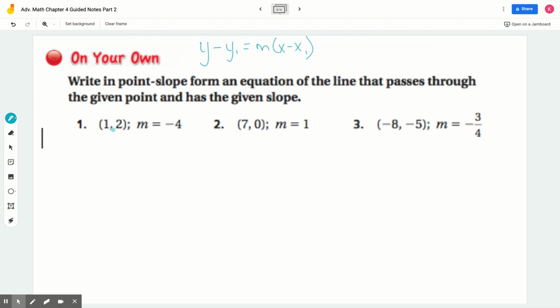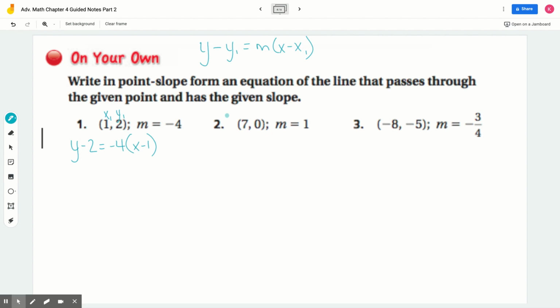So with this first question, number 1, we know that our ordered pair is x, then y. So this is the point x1, y1. So we have y minus y1, which is 2, equals the slope of negative 4 times x minus the first x point of 1. So this would be the answer to our question. Now go ahead and try number 2 and 3 on your own.